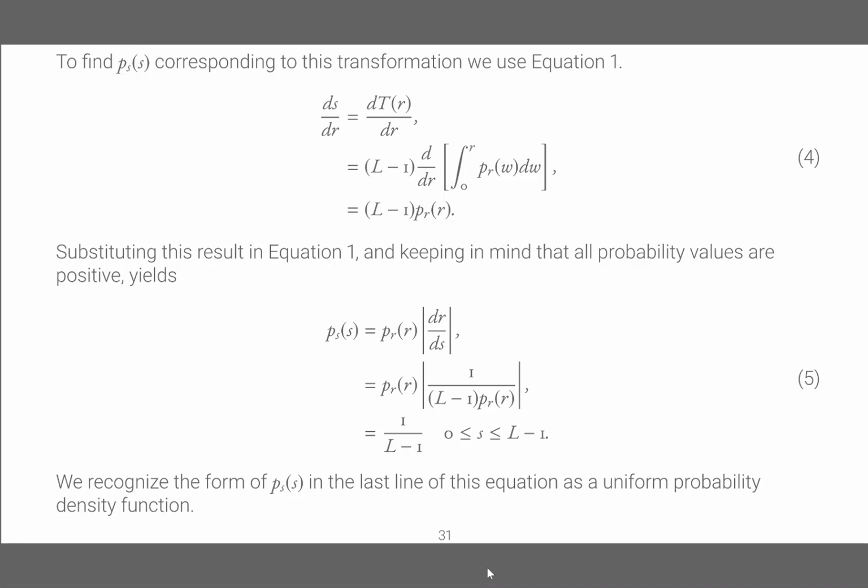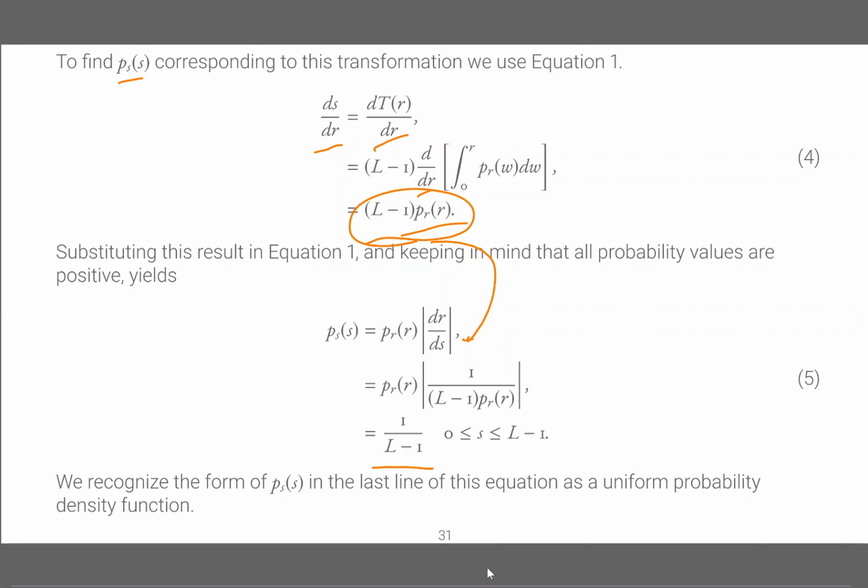All right. Now to find p_S(s) corresponding to this transformation, we use this equation. For that we need ds by dr, that is dT(r) by dr, so we have to differentiate with respect to R. When you differentiate with respect to R, we get (L − 1) p_R(r). Substituting this result in equation 1 and keeping in mind that all probability values are positive yields this. So p_S(s) is equal to p_R(r) dr by ds, and we get the value from here and put it over there, and then you can see it would become 1 over L minus 1.